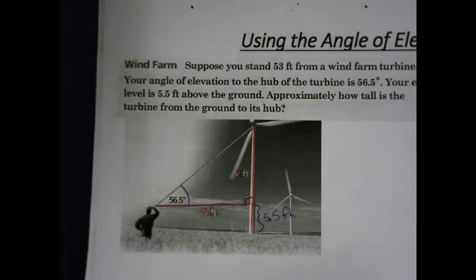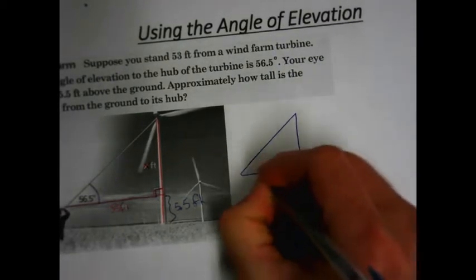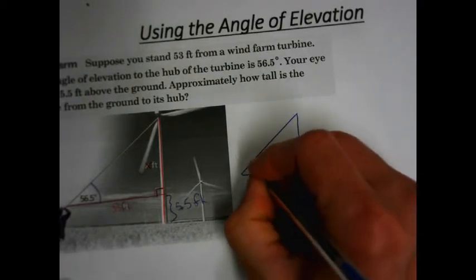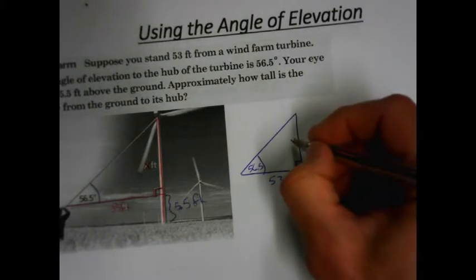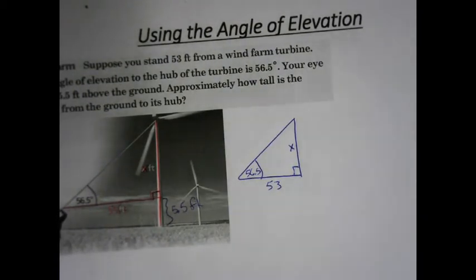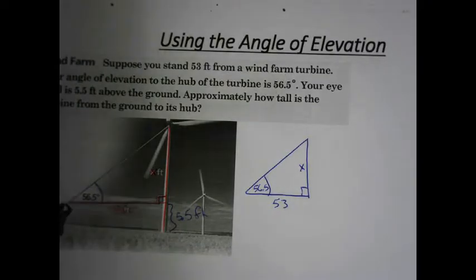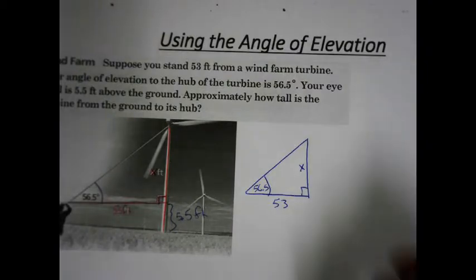In order to make things a little bit clearer, let's draw a better picture of what's happening. So we have 53 feet here. We have a degree measure of 56.5, and we're going to look for this. Okay. Now, what is happening here? Hopefully you remember trigonometry from the previous lesson. If you don't, you better stop this video and go back and watch the previous lesson on trigonometry.